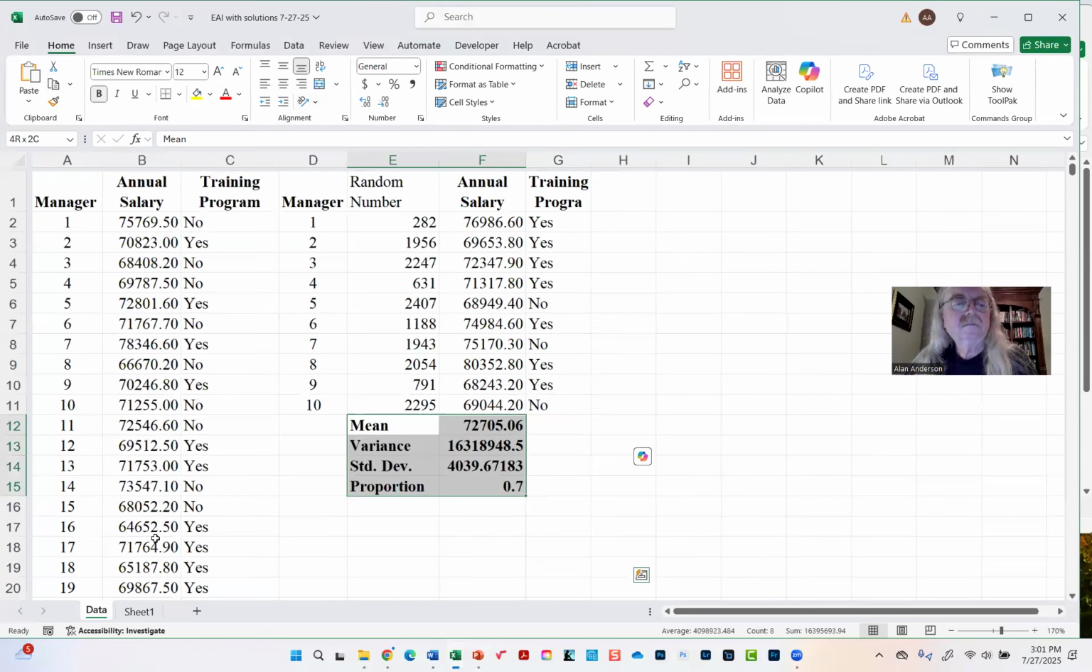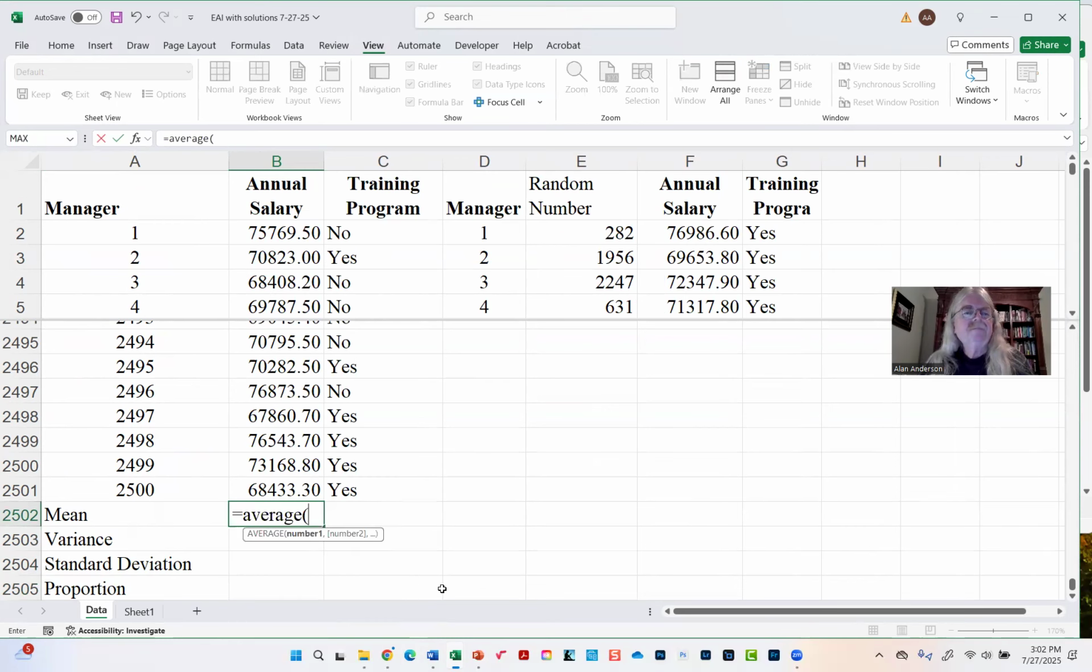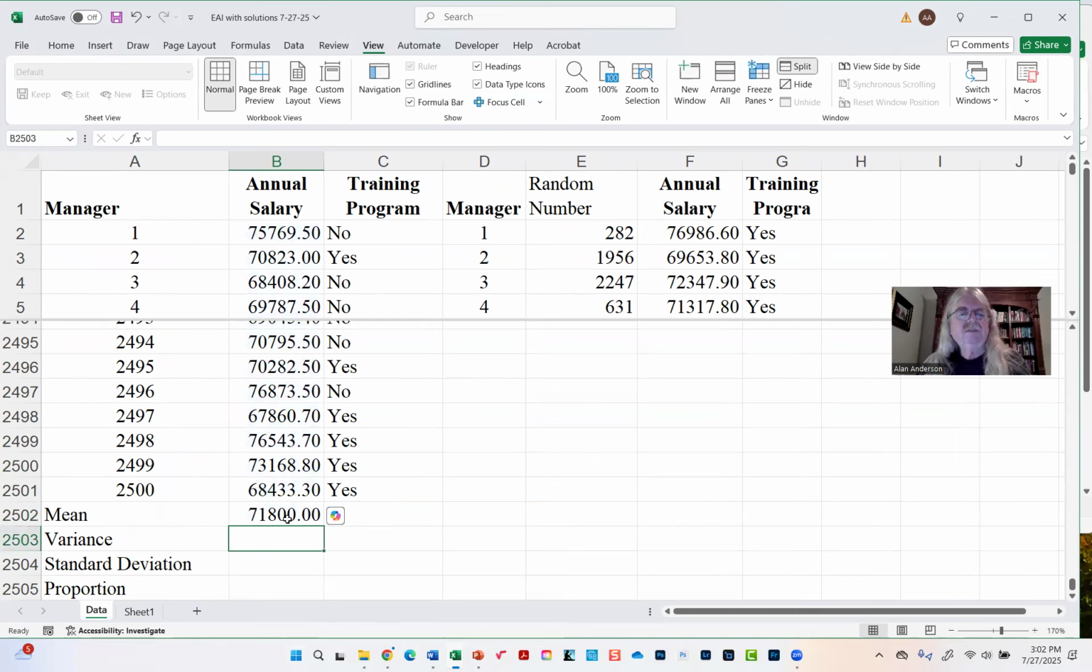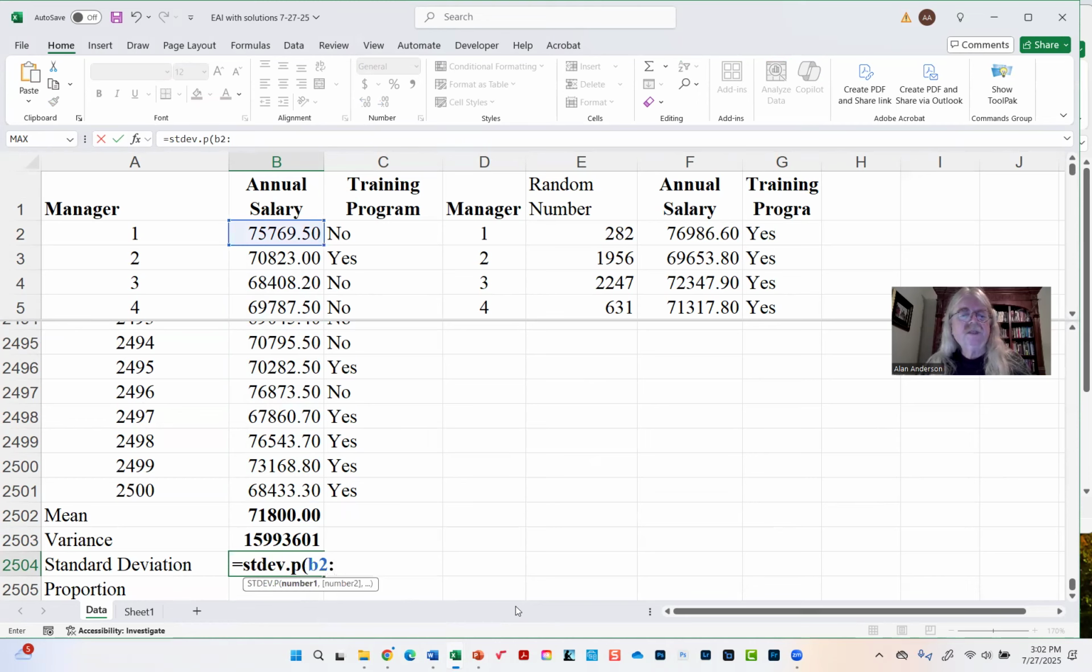All right. So I'm going to do this, the population mean equals average, B2 through B25. Okay. So this is the actual population number. The variance, remember in Excel, it's VAR.P. The standard deviation, STDEV.P, remember it's a population, B2 through B25, just a hair under 4,000.